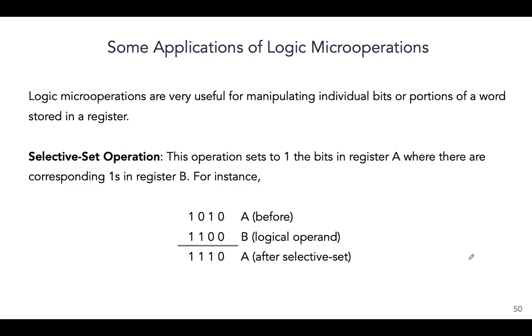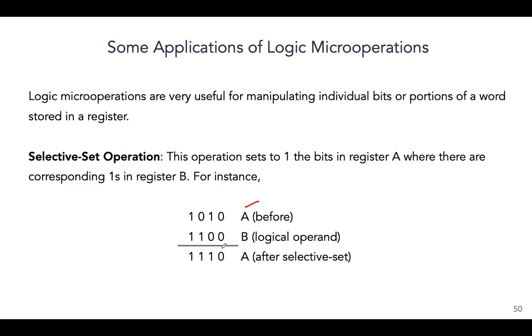For example, there's a logic micro operation of selective set. This operation will set to 1 the bits in register A where there are corresponding ones in register B. For example, suppose this is register A, 1010, and this is register B, 1100. When we perform the selective set operation, it will be performed on A, and all those bits of A will be turned into 1 where there is a 1 in the corresponding location in B.